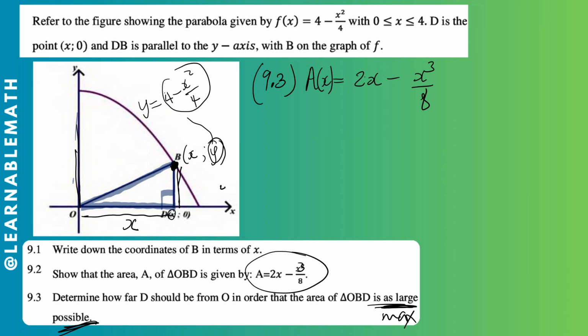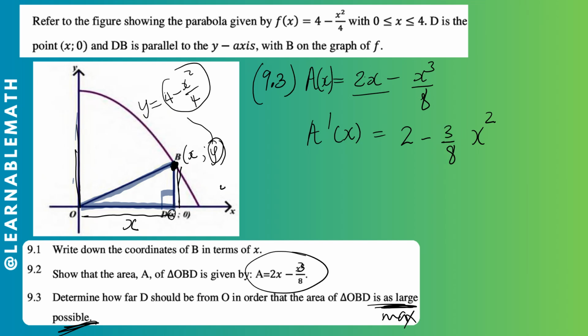We already have the equation of something we need to maximize, which is the area. What can we do? We have to first derive this equation. Remember from our application of calculus, if I need to maximize something, get the equation of that thing, derive it, equate the derivative to 0, solve for the variables, and go and check which variable will actually maximize and which one will minimize. So we're going to differentiate this. 2x, when you differentiate it, will be 2. Then this one will be minus 1 over 8 times 3 x exponent 3 minus 1, so this will be x exponent 2. This will be 3 over 8.